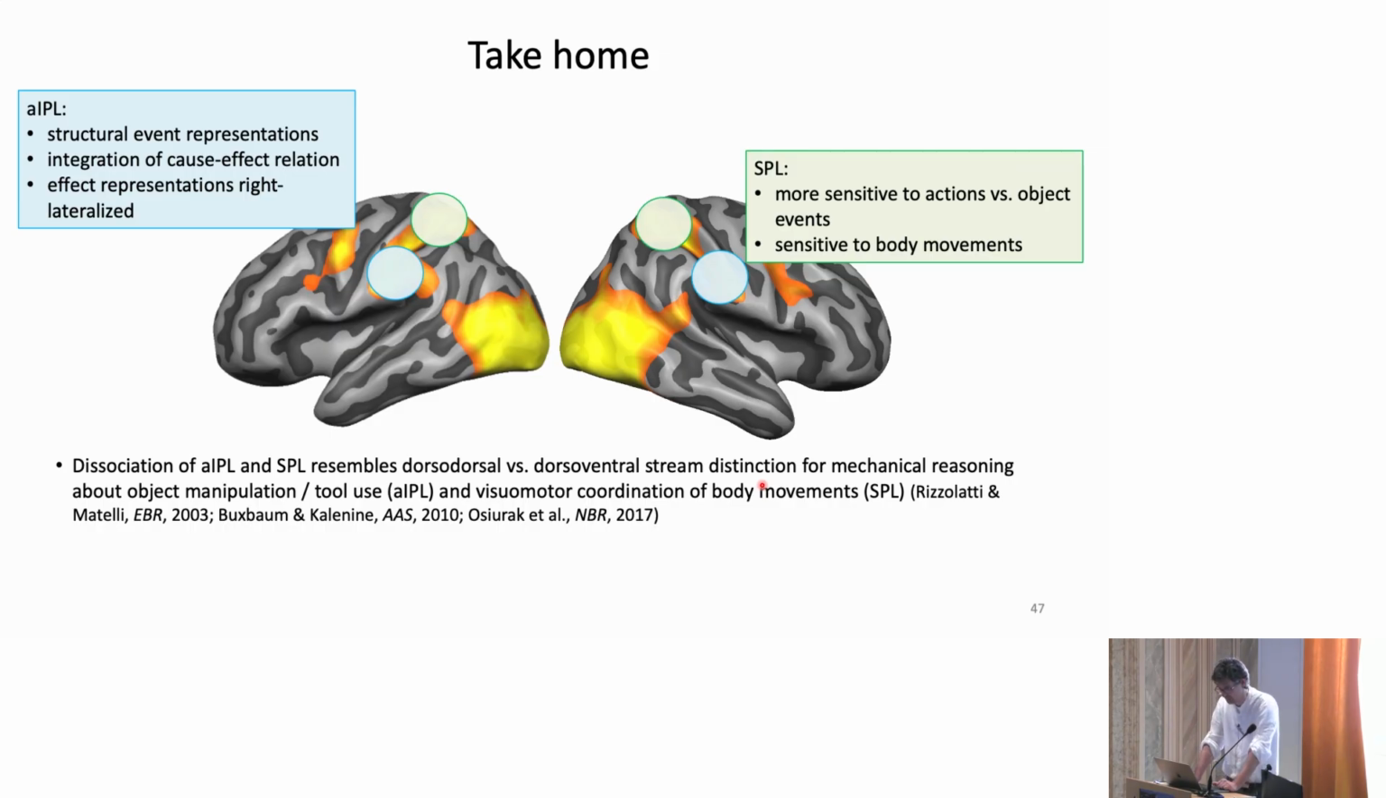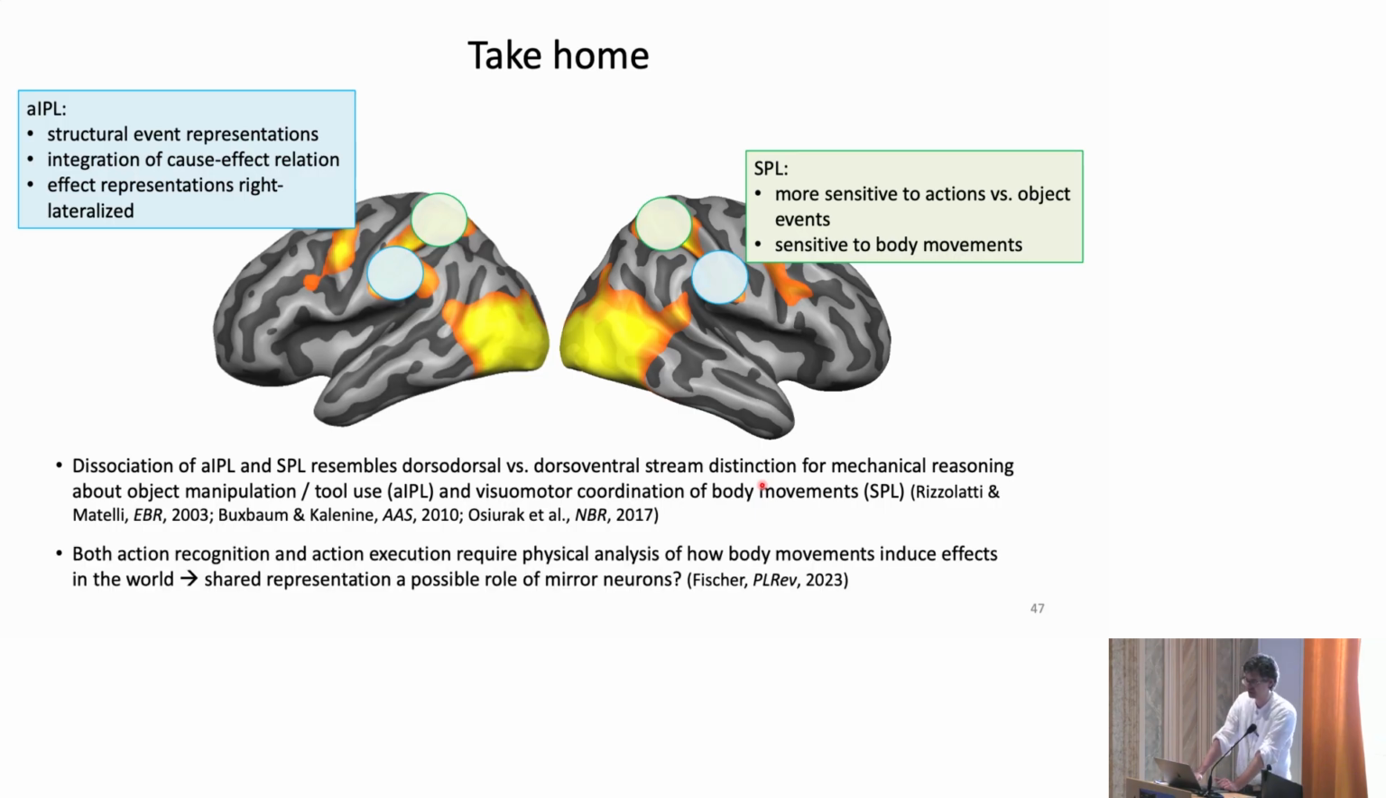Now, our finding appears in line with this framework, and I think it does make sense because both action recognition and execution require a physical analysis of how the body should move and interact with objects to induce a change in them. For example, when I want to squash a plastic cup, I have to estimate the physical properties of that cup, so its material properties, whether it's rigid or soft, to predict what effect it would have if I hit it with my hand. And the same physical analysis should occur also in your brain when you observe me doing this action.